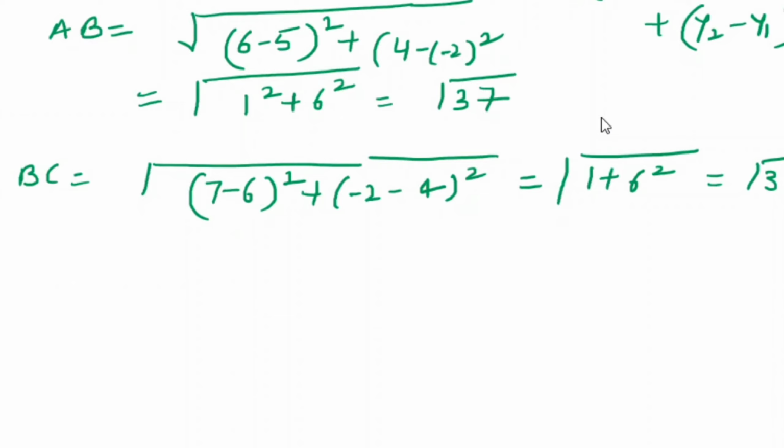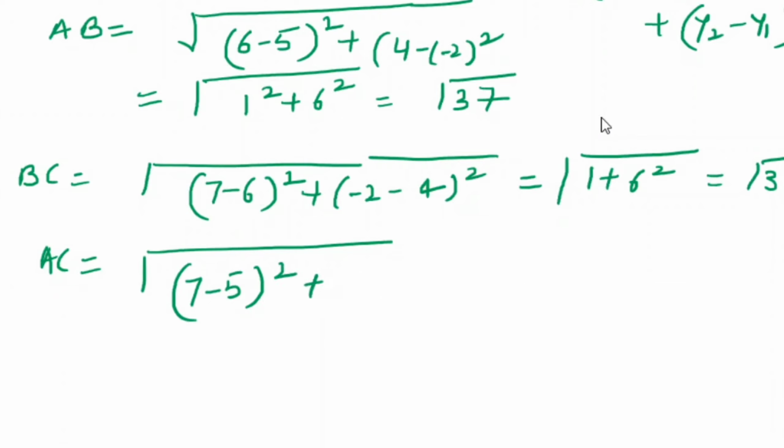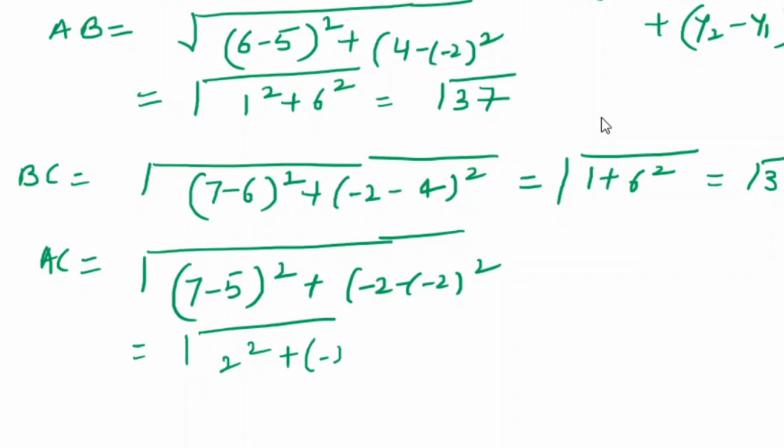So though we don't need to find AC, suppose somebody is finding AC first, then I'm just writing AC as well. So this is (7 minus 5) whole square plus (minus 2 minus 2) whole square. Here you can see this is the coordinate of C, we'll be writing first and we'll subtract the coordinate of A. So this becomes 2 square and this is (minus 2 plus 2) square. This becomes 0 and this is 2 unit. So here you can see that AB is equal to AC.